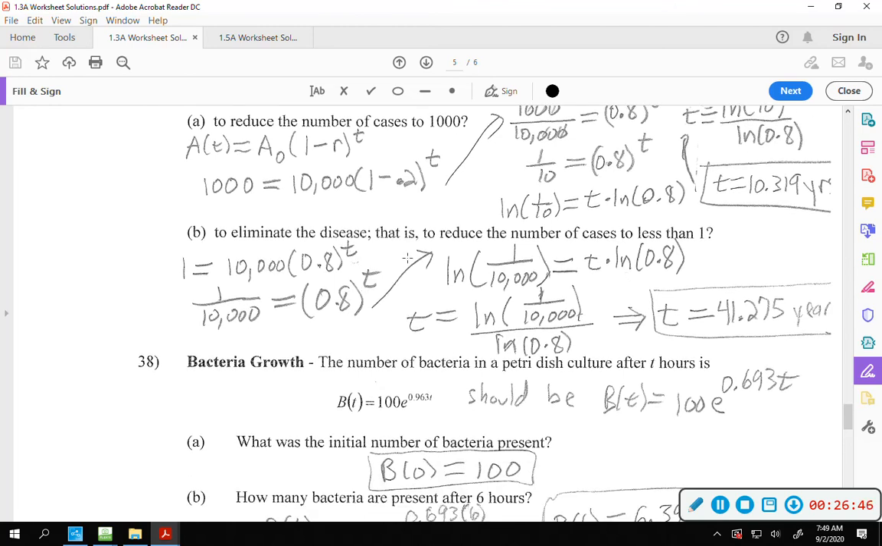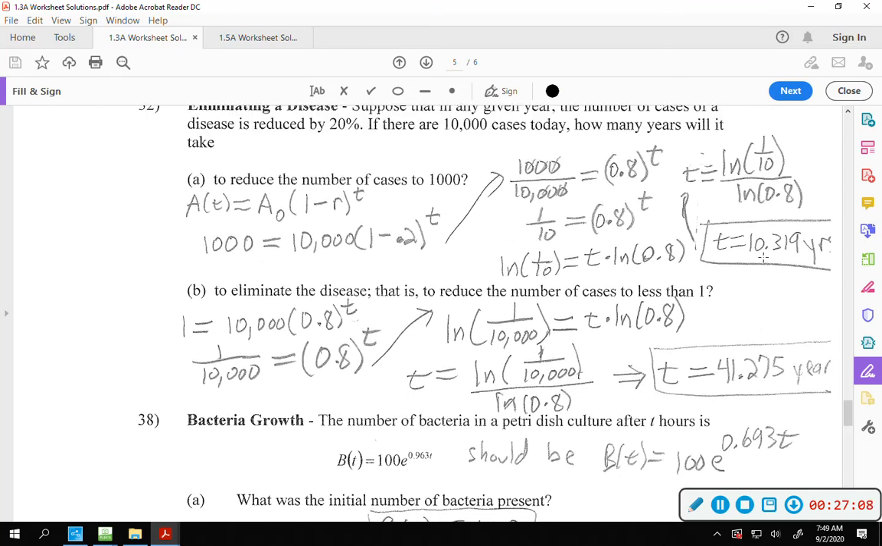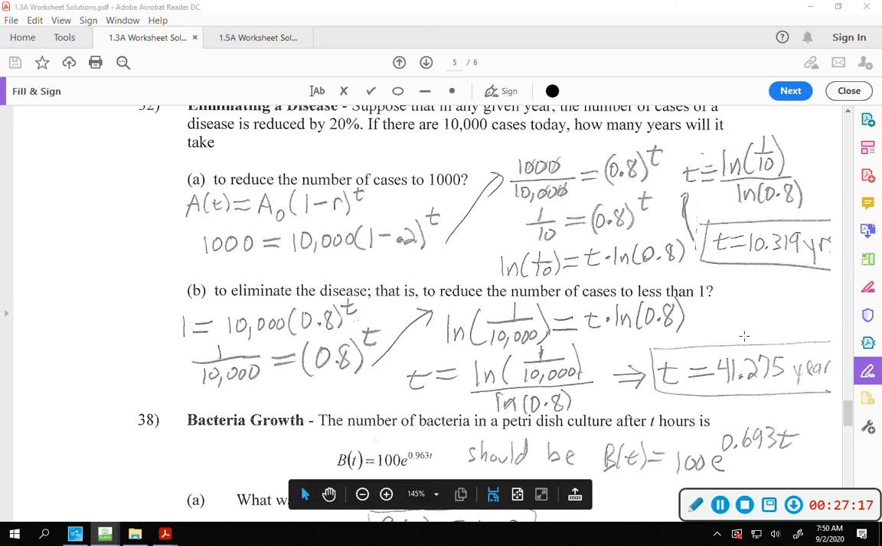All right, to eliminate the disease, that is to reduce the number of cases to less than 1. Well, you can't really write less than 1, so we just set it equal to 1. Okay? How long is it going to take to get down to 1 case? Because then we just have to wait for that case to be eliminated. Same thing, divide by 10,000, take the natural log of both sides, and divide. Notice, to reduce it to 1/10 is 10.319 years, but to reduce it all the way down to 1 case is 4 times that time.